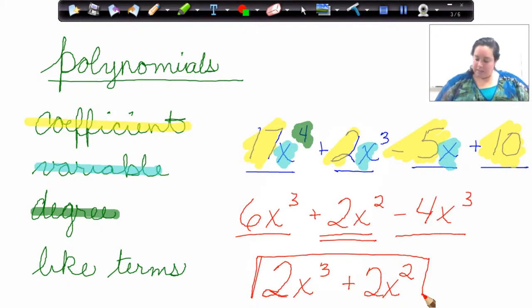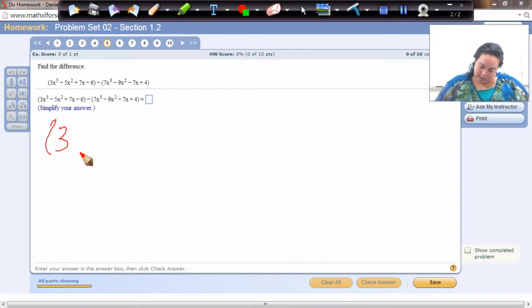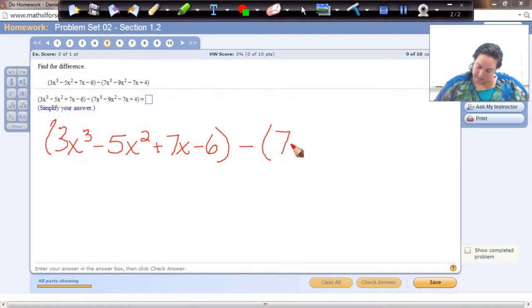All right, let's look at some examples from Math Excel. Let's do number 5. Notice that we have two polynomials here, and we want to subtract them. Let me copy it down real quick: 3x cubed minus 5x squared plus 7x minus 6, minus 7x cubed minus 9x squared minus 7x plus 4.